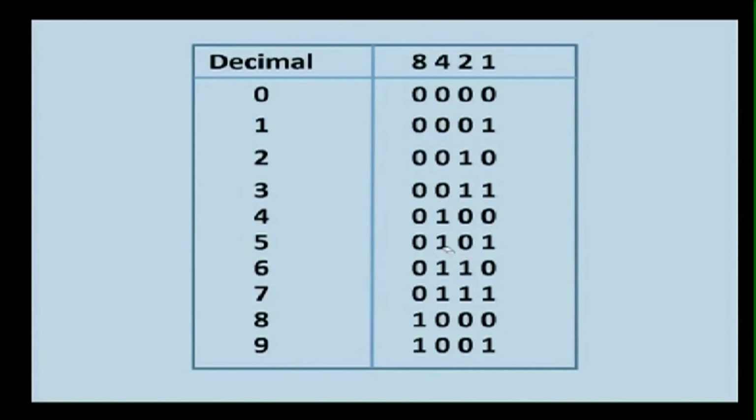Same way, 5, you can see 4 and 1 alone is 1, 1. The other two numbers are 0. 6 is 0, 1, 1, 0. It is 4 plus 2, which becomes 6. 7 is written as 0, 1, 1, 1. 8 is again written in this form, where 1 is written only corresponding to 8, and 9 you get when you add up 8 and 1. So this is how the numbers are written.